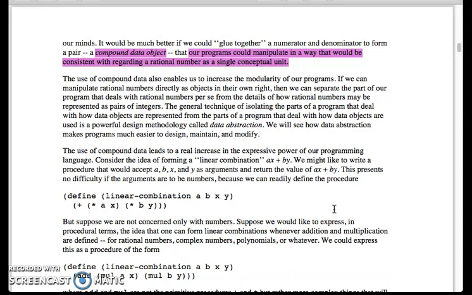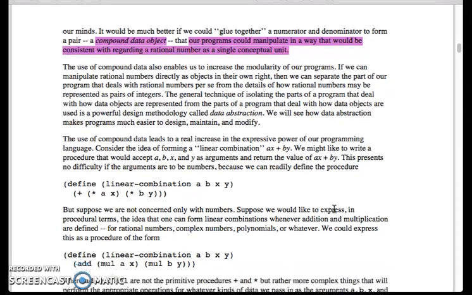The use of compound data also enables us to increase the modularity of our programs. If we can manipulate rational numbers directly as objects in their own right, then we can separate the part of our program that deals with rational numbers per se from the details of how rational numbers may be represented as pairs of integers. The technique of isolating the parts of a program that deal with how data objects are represented from the parts of a program that deal with how data objects are used is a powerful design methodology called data abstraction. We will see how data abstraction makes programs easier to design, maintain, and modify.